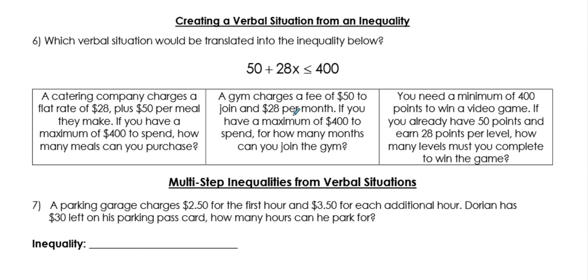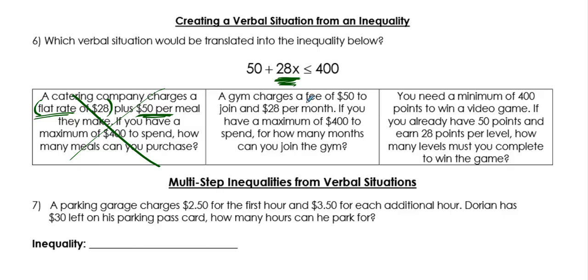All right, now we're going to create a scenario based on an inequality. So we're going backwards here. Given the inequality 50 plus 28x is less than or equal to 400, which of these scenarios matches that? Catering company charges a flat rate of $20 or $28. Already, I know this one's out. A flat rate is a one-time thing. You're not paying that over and over. It's $50 per meal. That's the thing that's happening multiple times. So this one's out. A flat fee or flat rate or a down payment only happens one time.